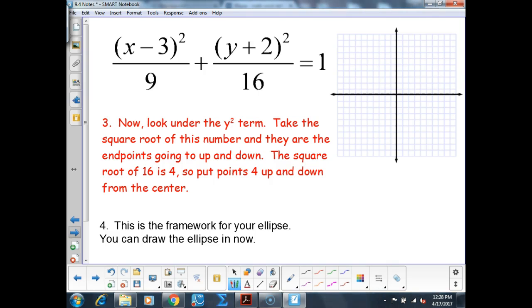So let me get you back situated. There's my center. 1, 2, 3. 1, 2, 3. Okay. So now I'm going to look under the y squared term, take the square root of this number, and that gives you the endpoints going up and down. The square root of 16 is 4, so I'm going to go up 4 and down 4.